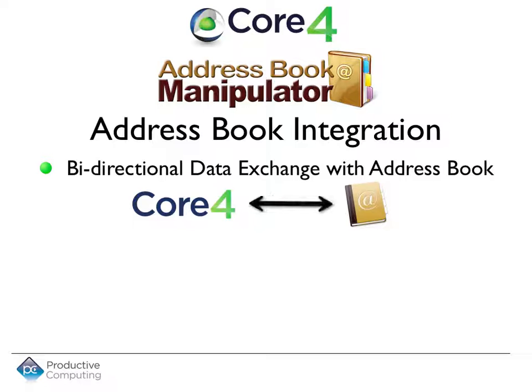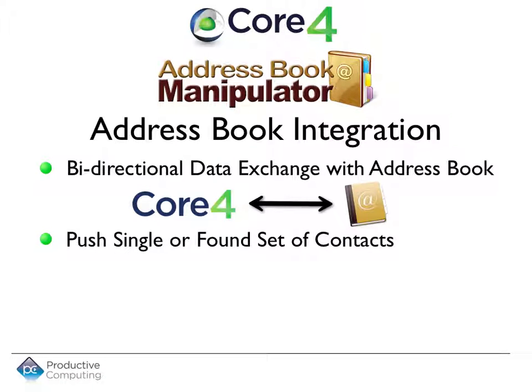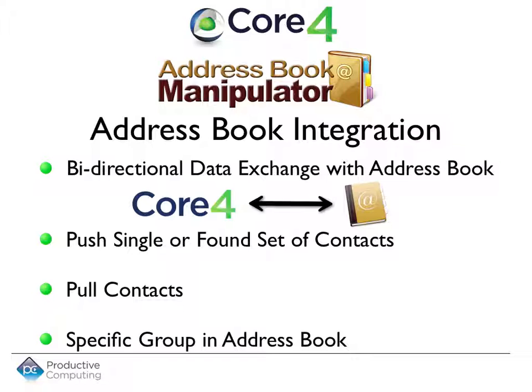Integration includes a bi-directional data exchange with Apple's Address Book. You may push a single or found set of contact records from the Core 4 to Address Book. You can also pull contacts from Address Book into the Core. Integration was designed to use a specific group in Address Book. This preserves your Address Book by only communicating with one designated group.